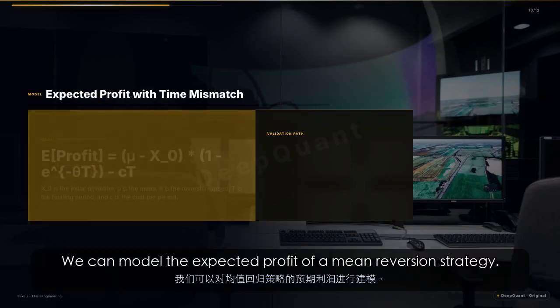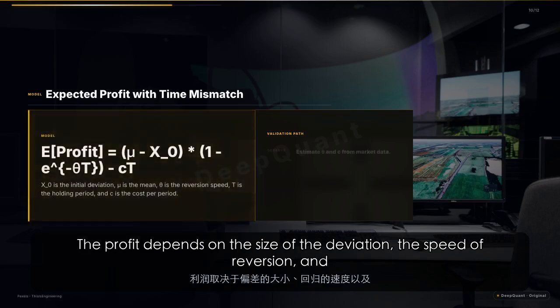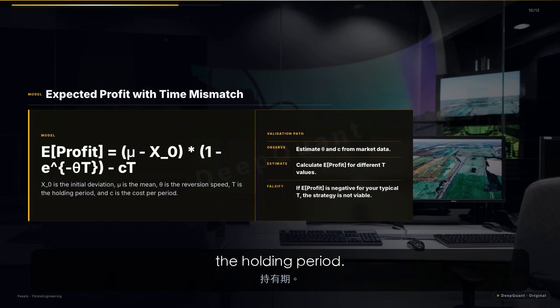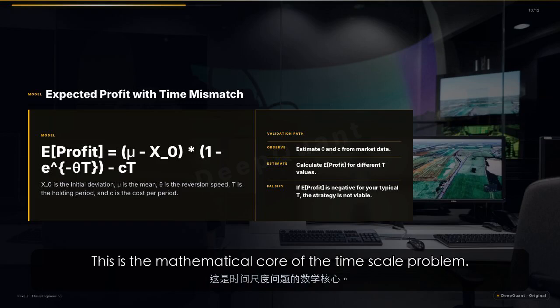We can model the expected profit of a mean reversion strategy. The profit depends on the size of the deviation, the speed of reversion, and the holding period. If the holding period is shorter than the reversion time, the expected profit is negative. This is the mathematical core of the time scale problem.